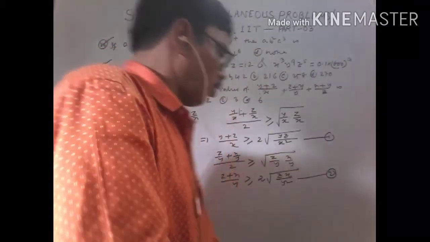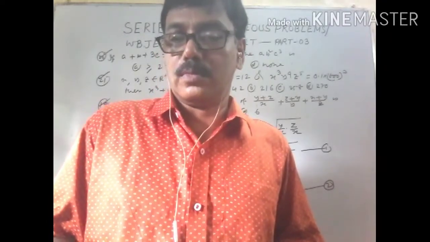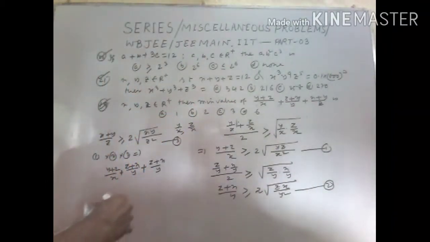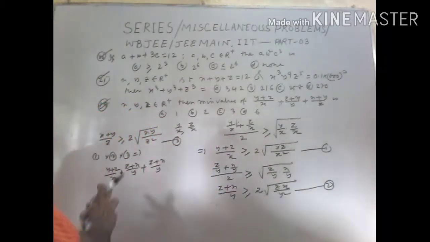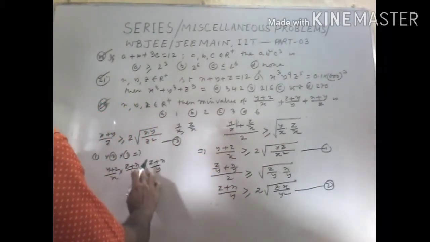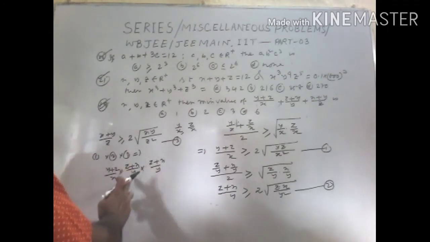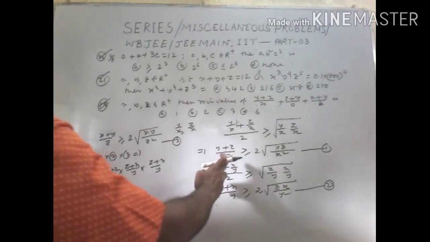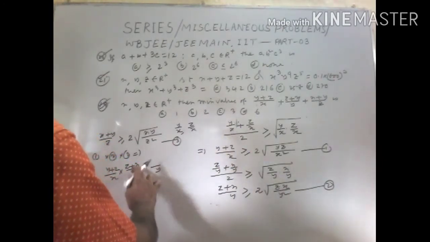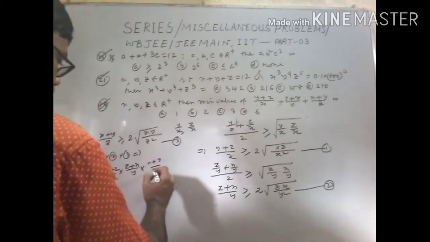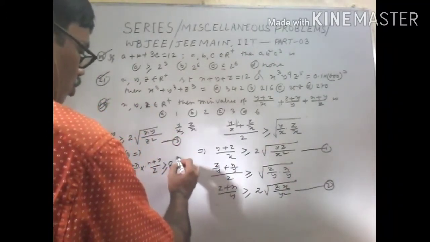So this is greater than or equal to. We are getting AM greater than or equal to GM for 1, 2 and 3. If we multiply 1 into 2 into 3, we get (y plus z) by x, (z plus x) by y, and finally (x plus y) by z. So this is greater than or equal to 2 into 2 into 2, which is 8, into the root over.